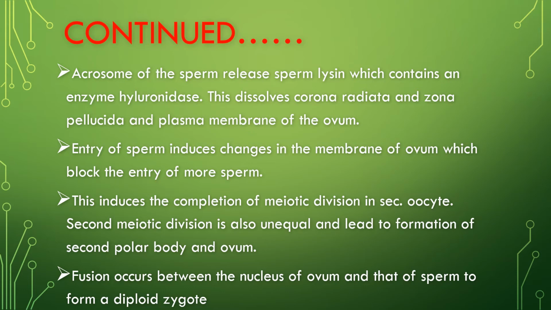The entry of the sperm into the female gamete leads to the completion of the second meiotic division, and this division is also unequal. It leads to the formation of the ovum and the second polar body, two cells different in size. The ovum is bigger and the polar body is smaller. After that, fusion occurs between the nucleus of the ovum and the nucleus of the sperm, leading to the formation of the zygote.